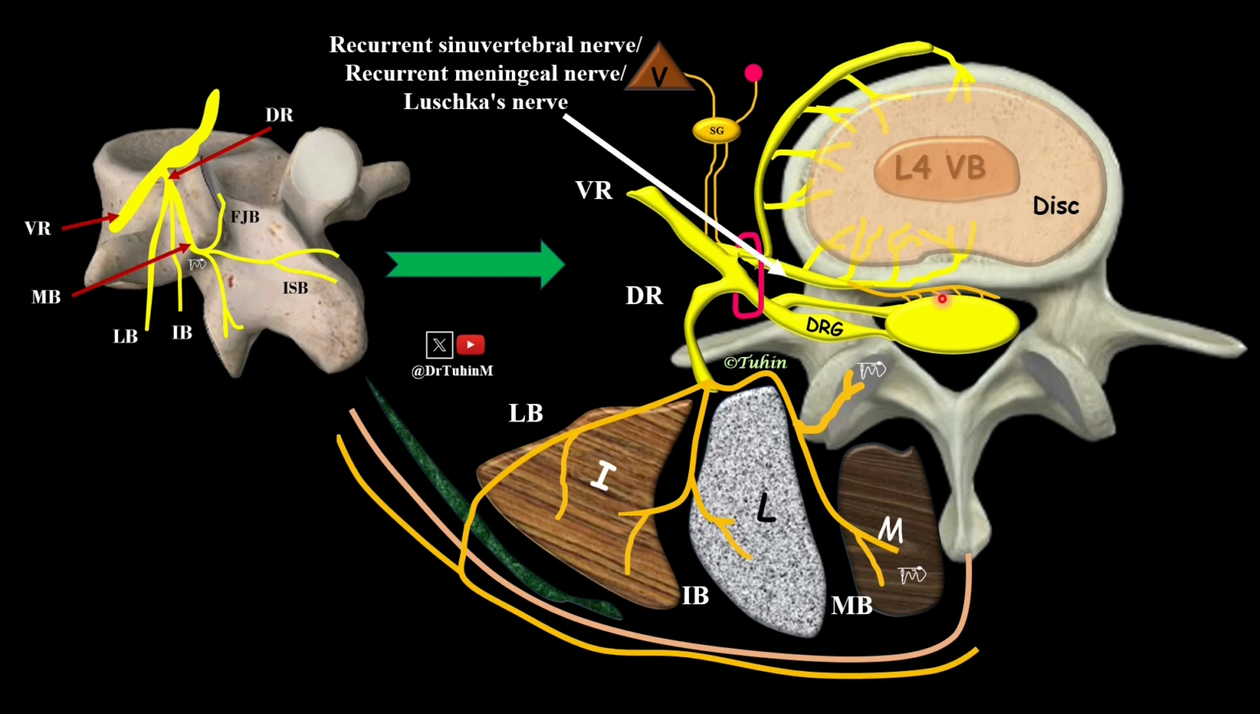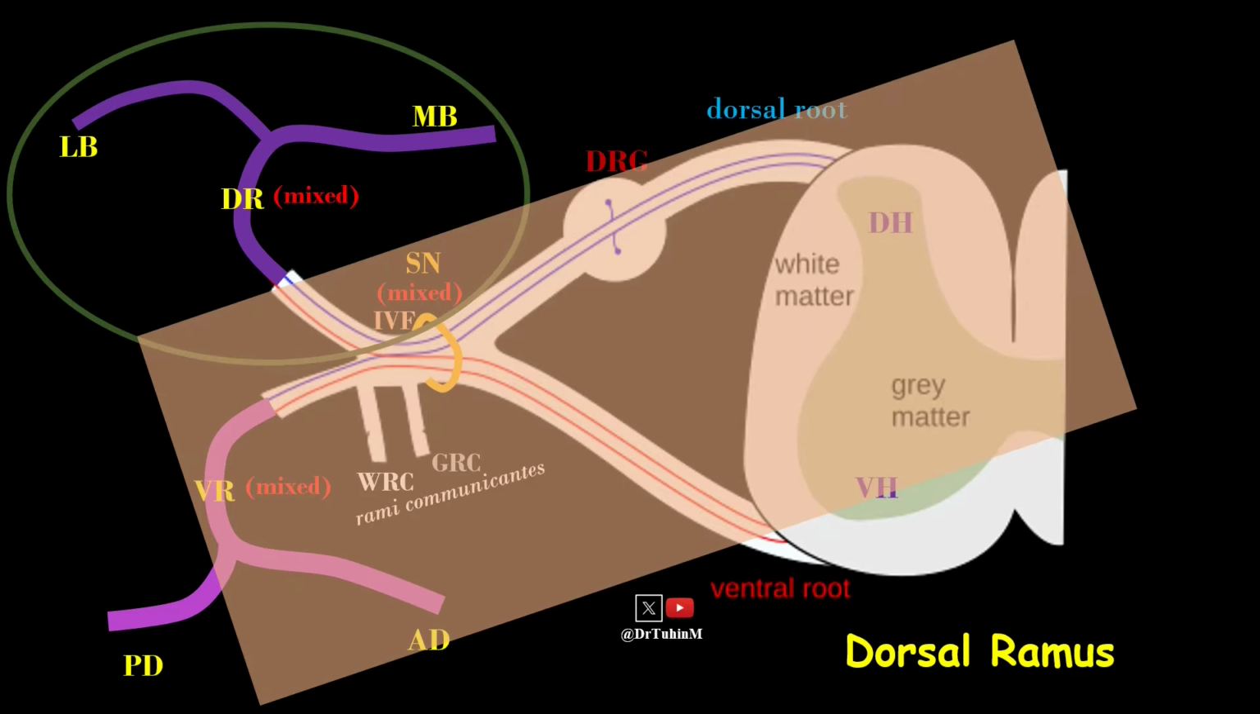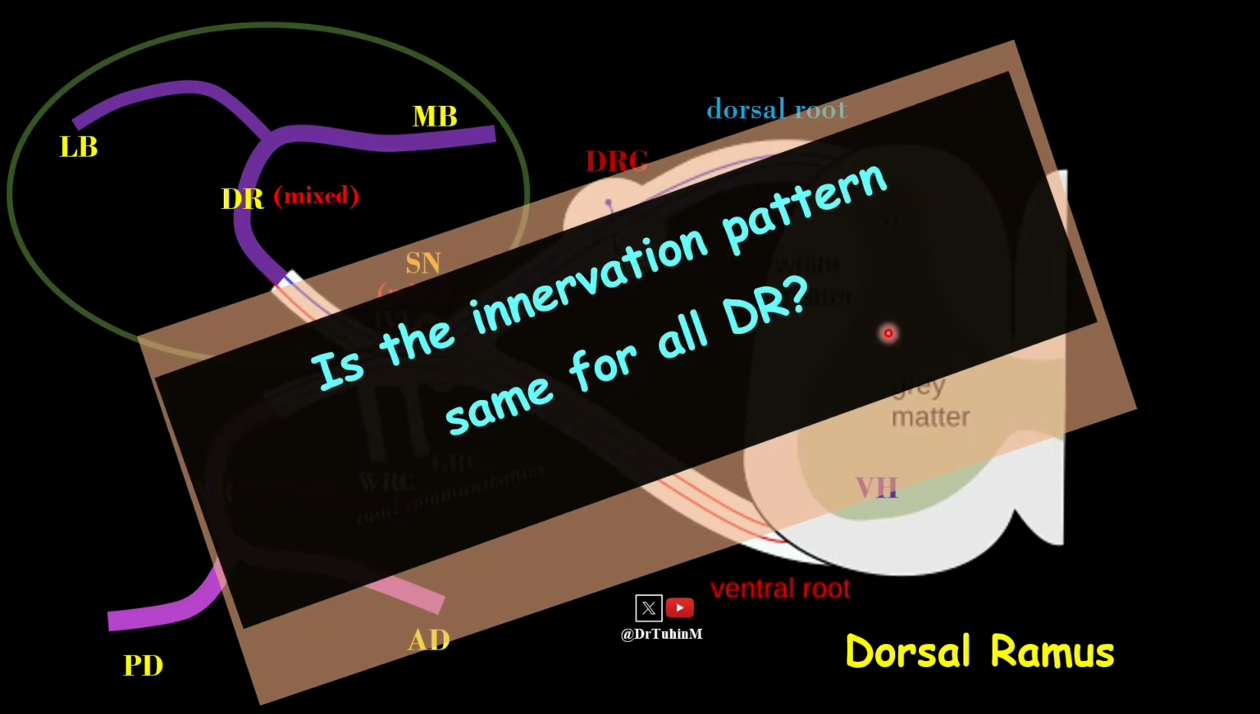Dorsal rami, according to the level of their innervation, divide into several branches which run into the intermuscular groove and ultimately supply the skin, subcutaneous tissue and the posterior muscles. So now, is the innervation pattern the same for all the dorsal rami? The answer is no.